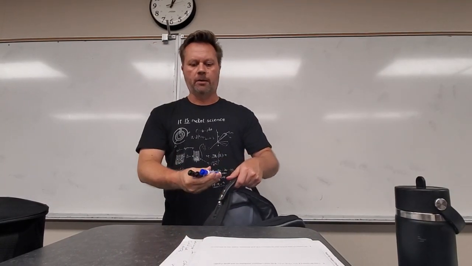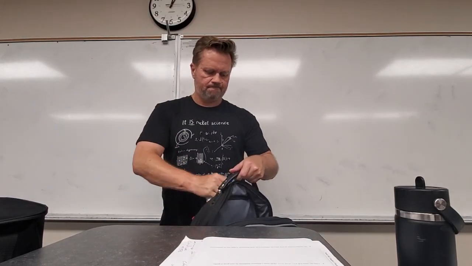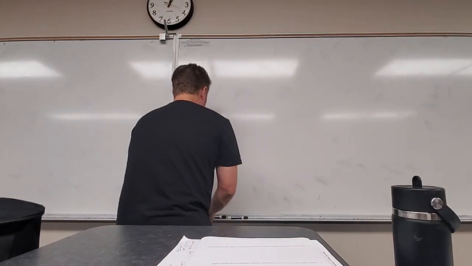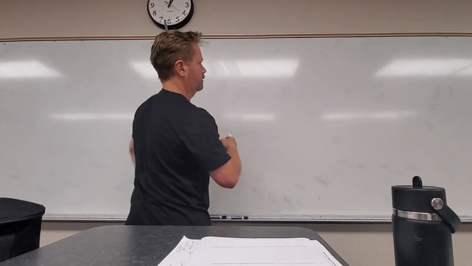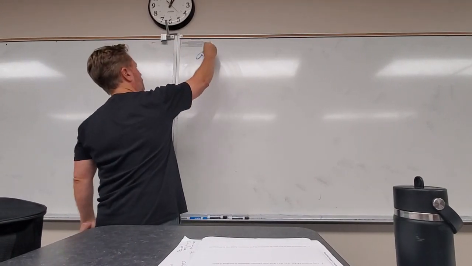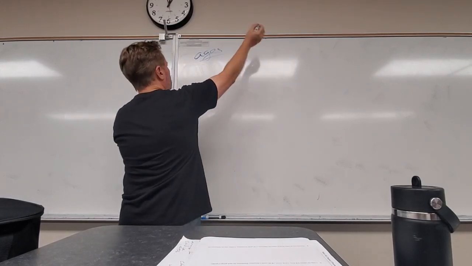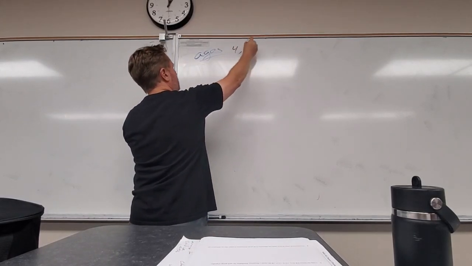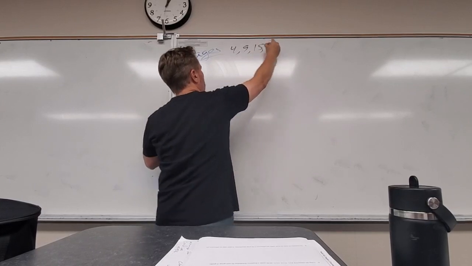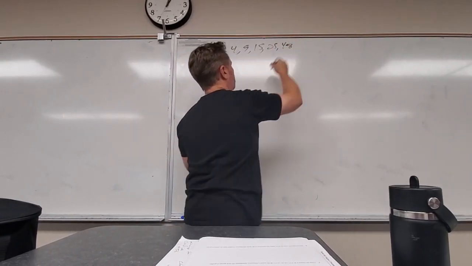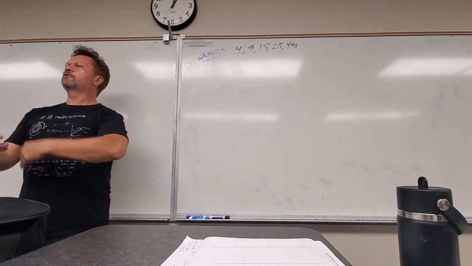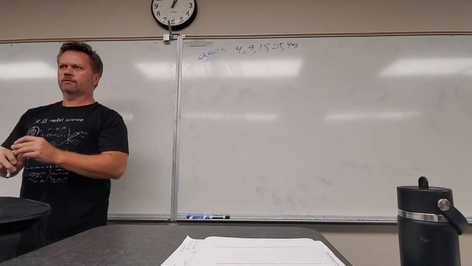What's one of the most basic things I can calculate if I have a bunch of numbers? Let's say I have a bunch of ages of people. So I just have a bunch of ages, 4, 9, 15, 25, 48, whatever. What's one of the most basic things I can calculate?